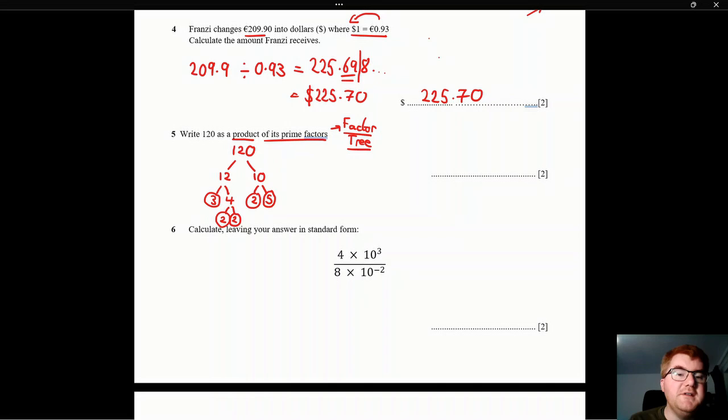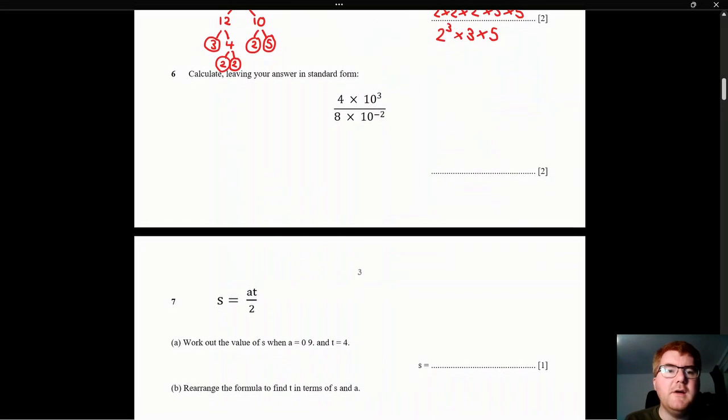And now all we do with these circled numbers is multiply them together. So our product of prime factors is equal to 2 times 2 times 2 times 3 times 5. This could also be written, by the way, as 2 cubed times 3 times 5. Generally, you'll get the 2 marks for both of the answers put down there. Okay, and on to question 6.